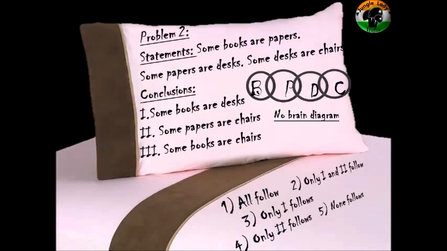Now taking third conclusion, some books are chairs. Again, books and chairs, they are not intersecting. They are separate. Again, conclusion 3 is wrong. Obviously the answer is choice 5. None follows.